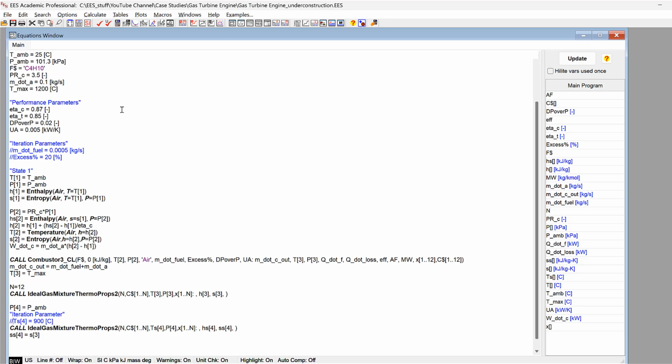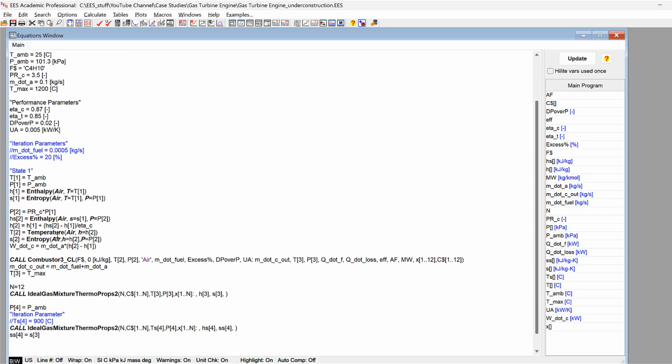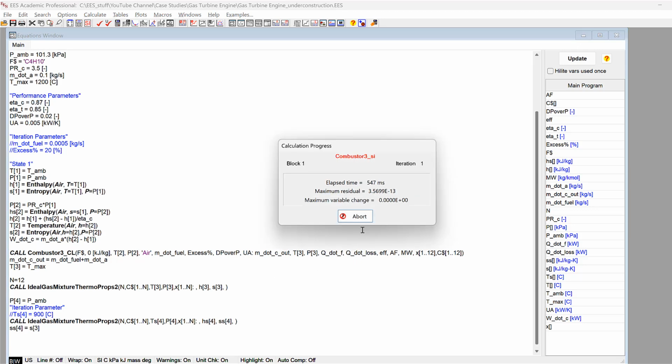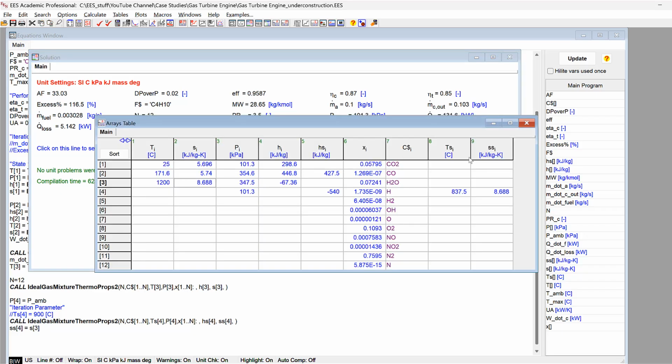And again, just because it's good practice, up here at the top I'll do $var info TS4, and we will constrain TS4 to be between lower equals T ambient and upper equals T max. So just making sure it's searching for the right value of this iteration parameter in a range that makes sense. And hopefully if you solve, you won't have any troubles now. It'll find that if my turbine was isentropic, I would be leaving at 837.5 degrees Celsius.